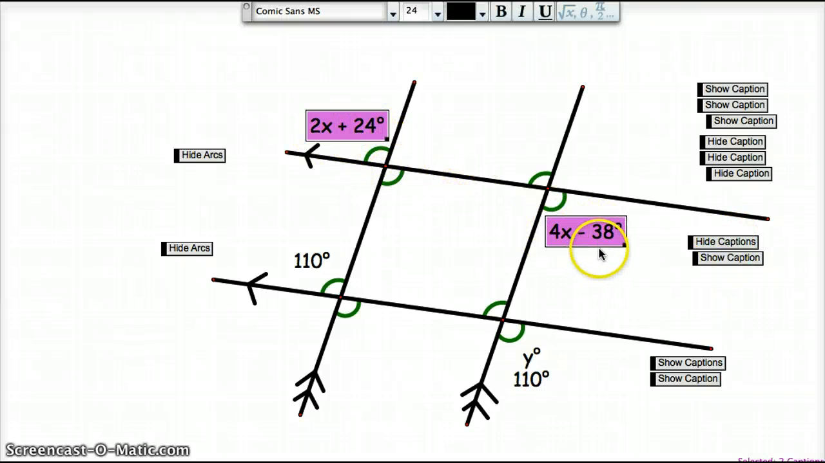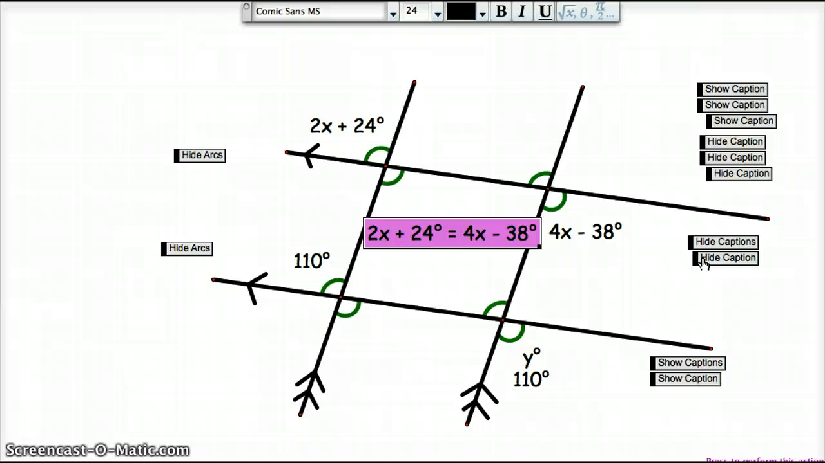What if I'm given these two angles? 2x plus 24 equals 4x minus 38. How would I solve for x? That's right, I'd set them equal to each other because they're congruent. Definition of congruency.